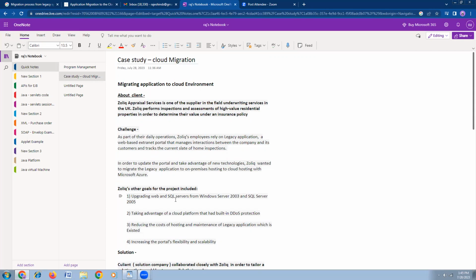Now here there are two parties. One is Jolik, who is the client, an appraisal services company. They are one of the major suppliers in the field of underwriting services in the UK. Normally, Jolik performs inspections and assessments on high value residential properties in order to determine the value under an insurance policy. If a person wants to get their property insured, property valuation is important, right?